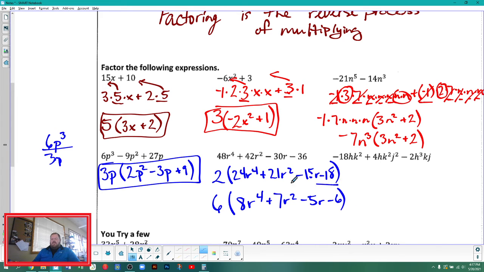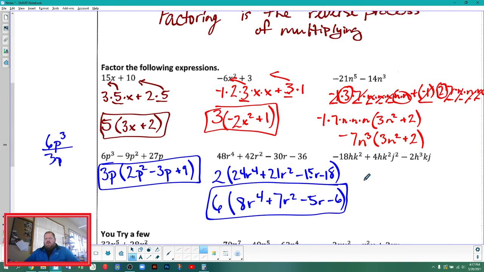Now I'm done. It's okay to do it in 2 steps. It's obviously less work if you can do it in 1. But if you don't see it right away, you don't see it right away, and that's okay. Do what you can and then reassess.